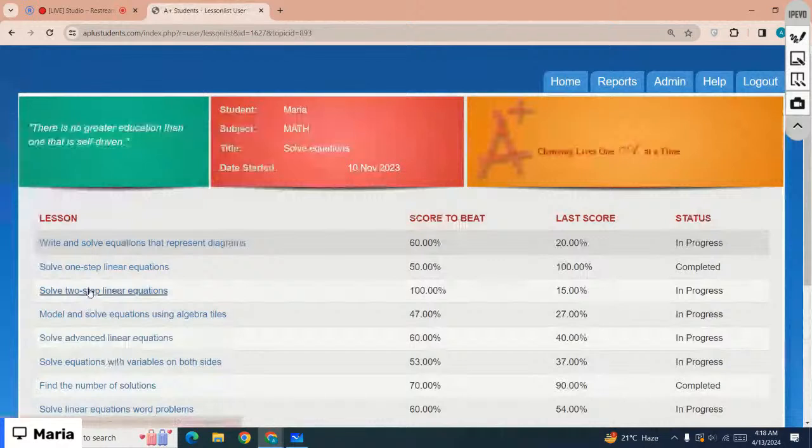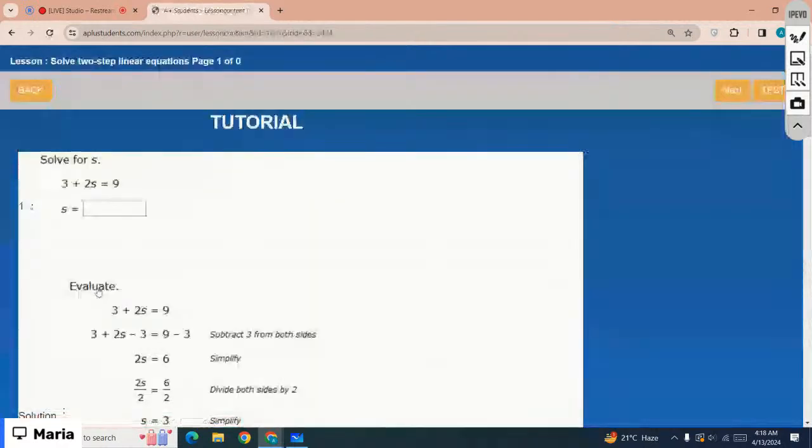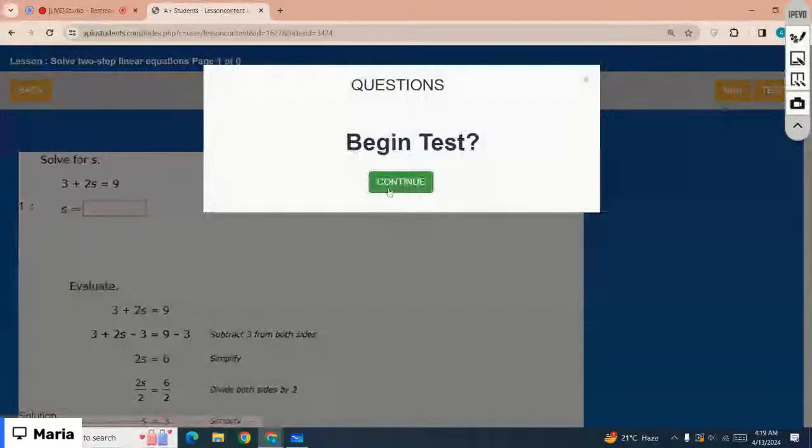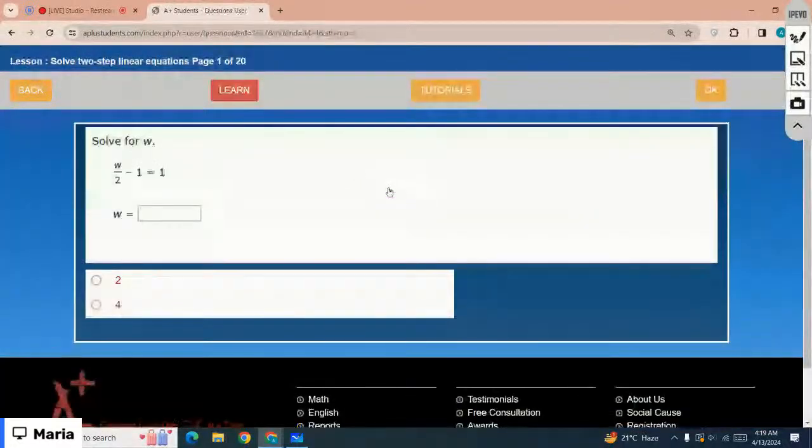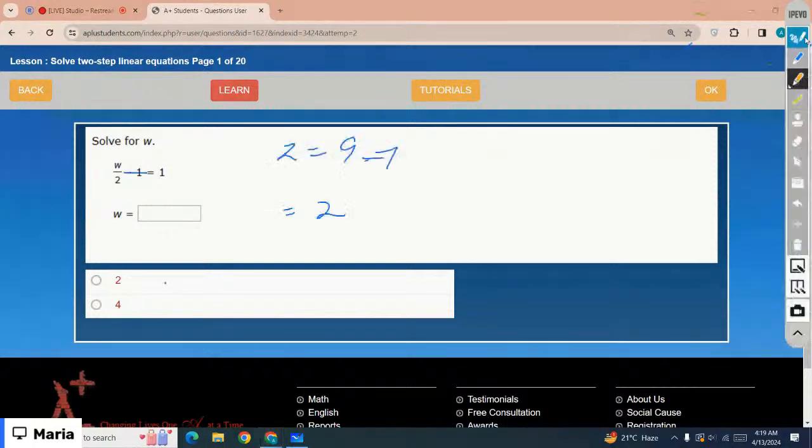Let's just start with the next one, right? Okay. Let's just start with the test. Okay, w over 2 minus 1 equals 1. We have to solve for w. Let's see how do we solve. You have to do two steps, right? That's why their name is two-step equations.